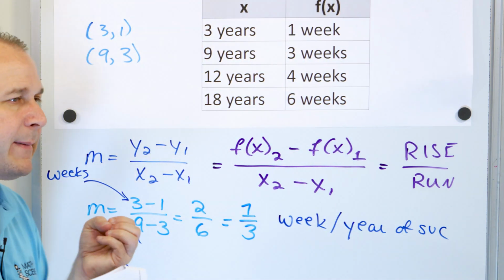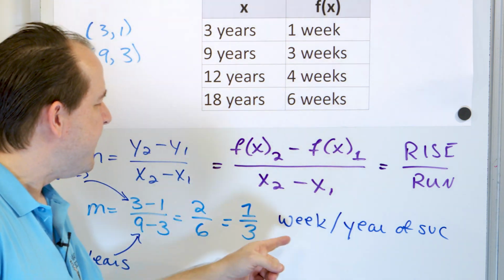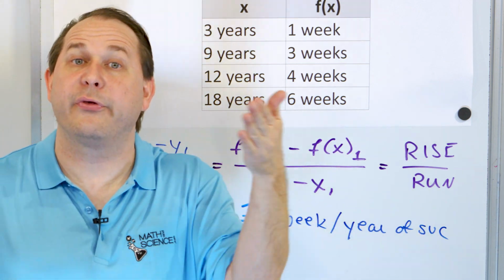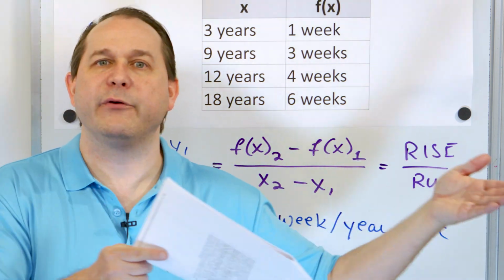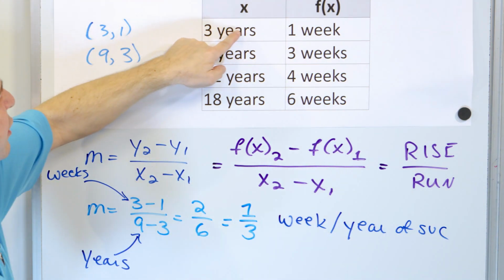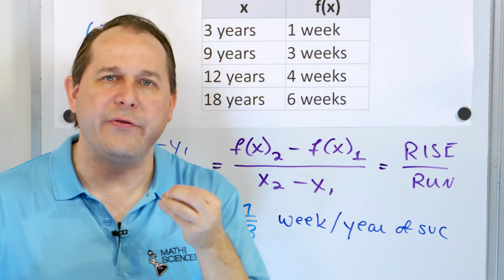But another way to think about it, instead of rise over run, which is fine, is to think about the units. The unit that this works out to is weeks per year of service. What you get is 1/3 of a week per every year you work. Okay, so notice the chart starts at 3 years, but you only earn a week after 3 years. The rate of change here is 1/3 of a week per year.